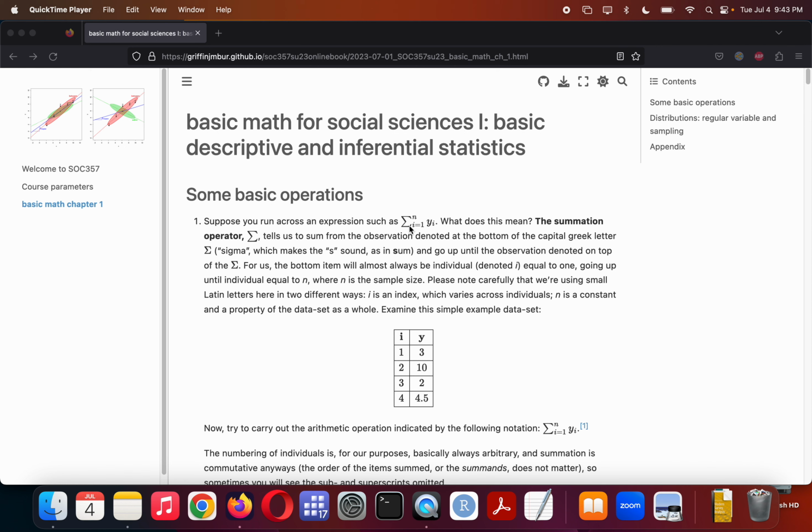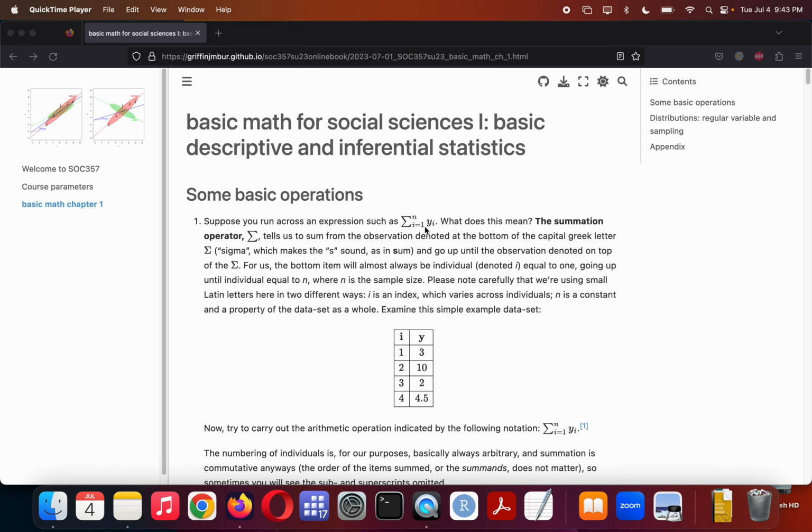Basically, this is just telling us to keep the individuals separate and then sum over all of those individuals. Note, by the way, that n here, this little n, is a constant that means sample size. So this is not any kind of a variable. I know that can be somewhat confusing, but n will typically be held to be the sample size. We've also got this y_i here. So what does this mean?